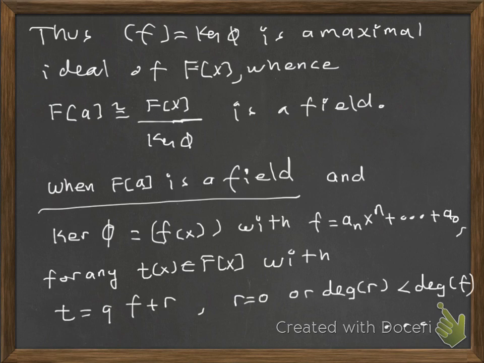Now, let's delve a little deeper into the situation when F[A] is a field. If this is the case, let's go back to adopting the previous assumption, namely that kernel phi is generated by the element f. Let's say f is a polynomial of degree n.